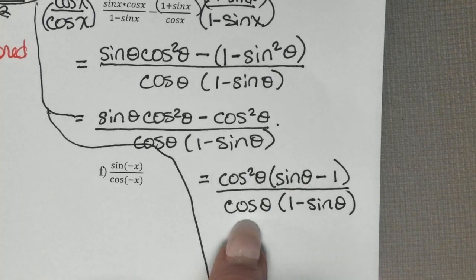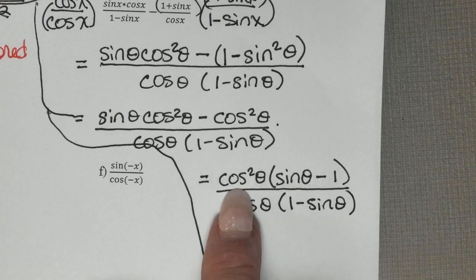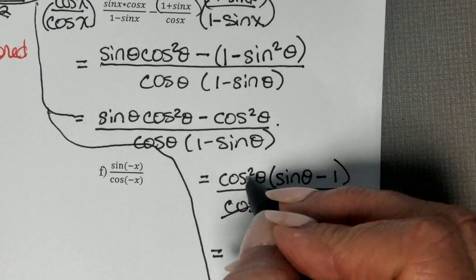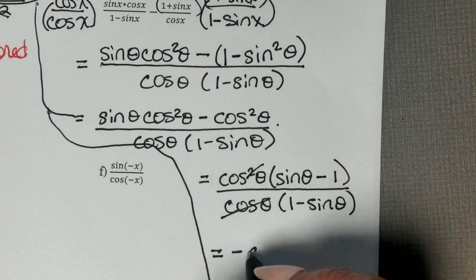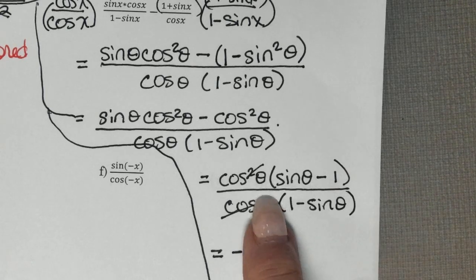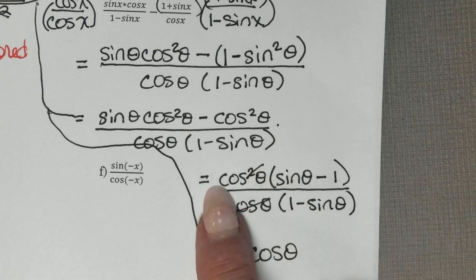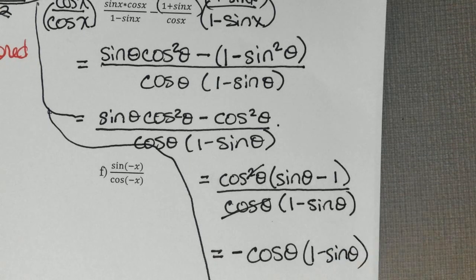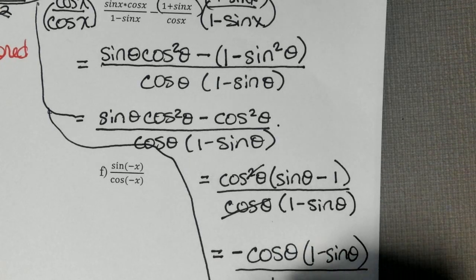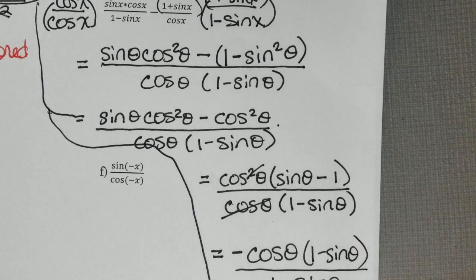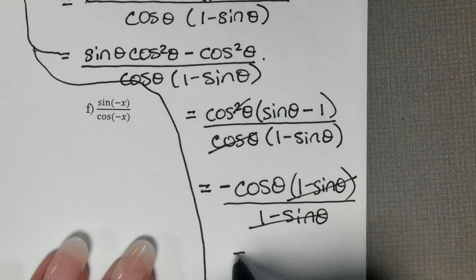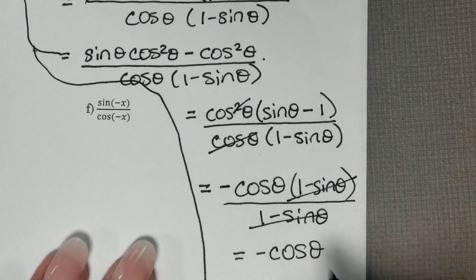But also right here, I've got a cosine and a cosine squared. So I can factor out a cosine. That's going to leave me with a negative cosine up here at the top because I'm factoring out a negative. That leaves me with 1 minus sine, and then that leaves me with 1 minus sine in my denominator. So these common factors cancel, and I'm left with a negative cosine theta.